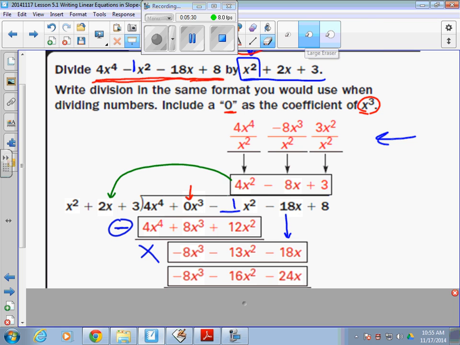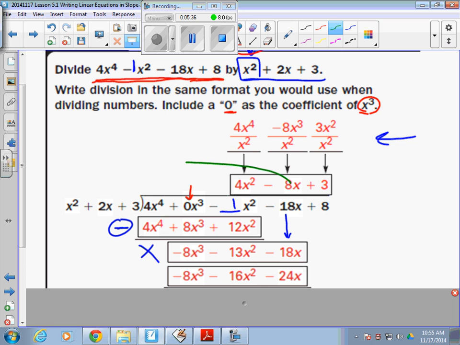Did I multiply the wrong one? I apologize. This one. There we go. Now we got it. Negative 8x squared times x squared. The next one times x squared is negative 8x squared. Negative 8x squared times 2x is negative 16x squared.